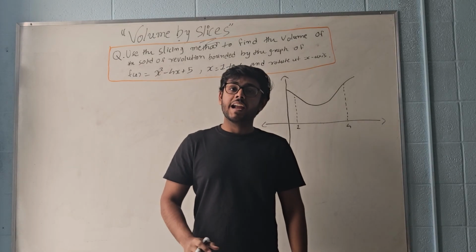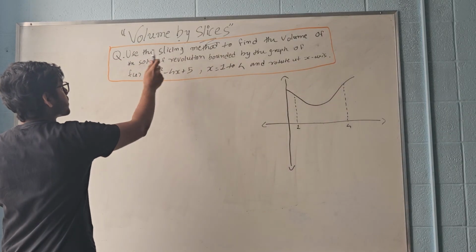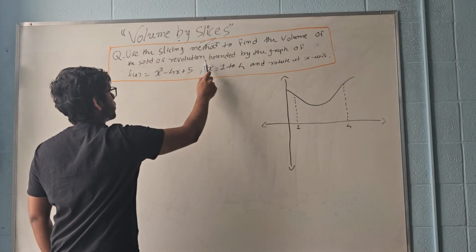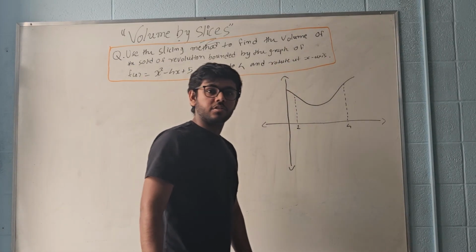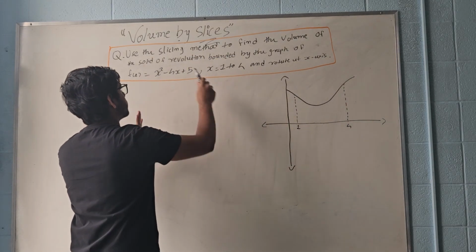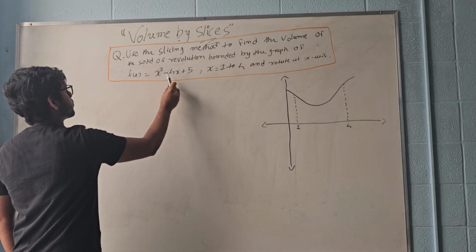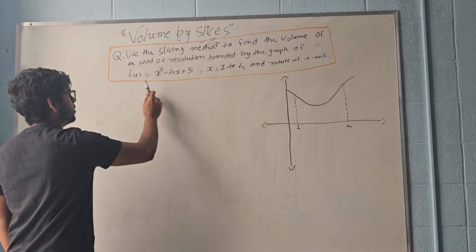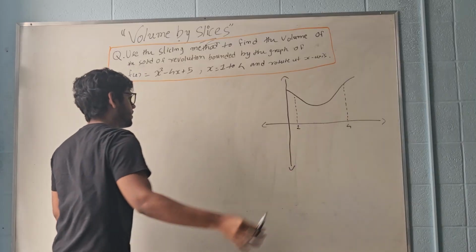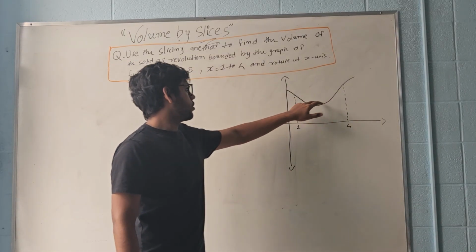All right, so let's solve an end-to-end problem from our textbook. The question is: use the slicing method, volume by slices, to find the volume of the solid of revolution. What is the solid of revolution? It is the solid we get when we rotate the graph around the x-axis. It is bounded by the graph of f of x equals x squared minus 4x plus 5, from x equals 1 to 4, rotated about the x-axis. So this is our graph of this function.